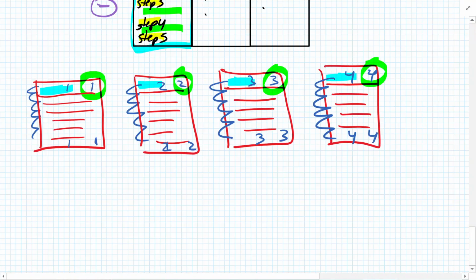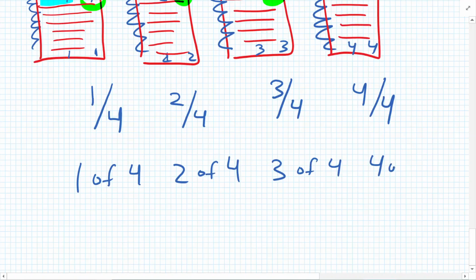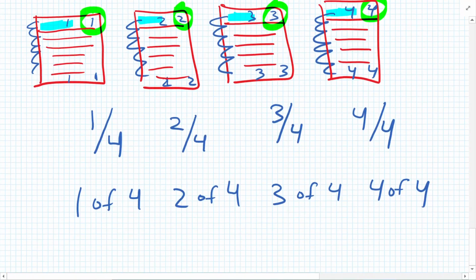So at the end of numbering these pages, I want you to do something like this: 1 out of 4, 2 out of 4, 3 out of 4, or 4 out of 4. That's one way to write it, or 1 of 4, 2 of 4, 3 of 4, 4 of 4. What do I mean? There's 4 total pages in this homework assignment. At the end, you figured that out. And this is page 1 of that.